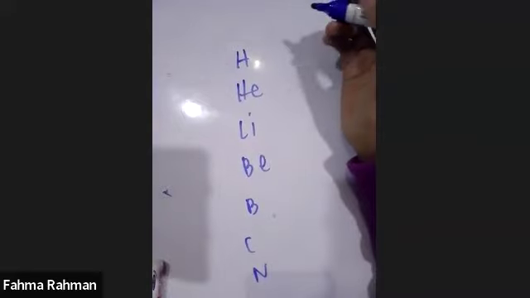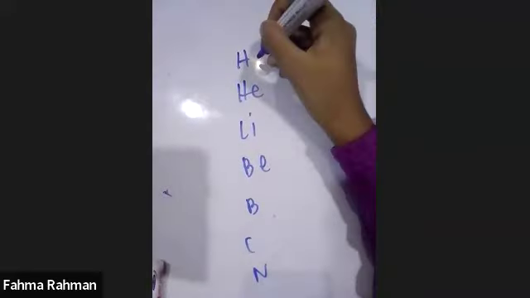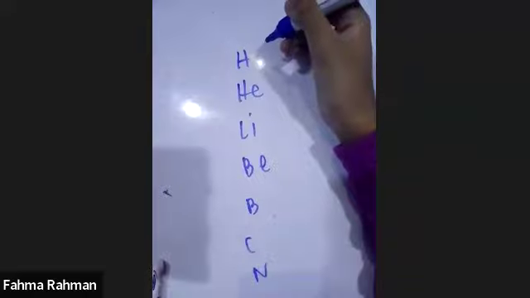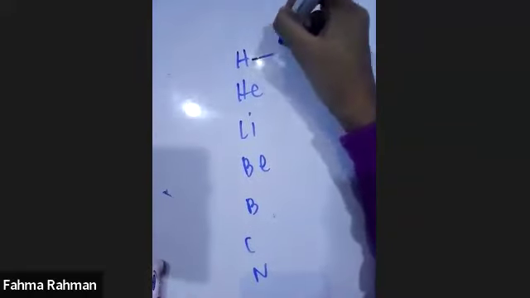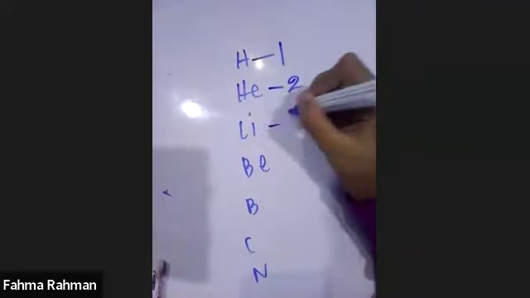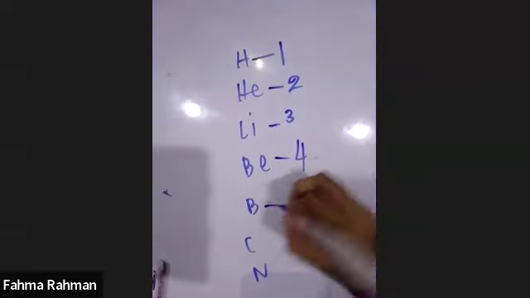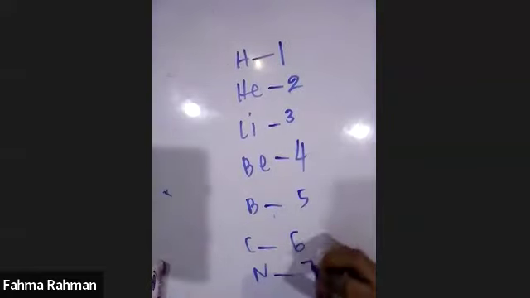Okay, you can find these elements in the periodic table. Now, if you take the position of these elements in the periodic table, hydrogen is standing first, helium is second, lithium is third, beryllium is fourth, boron is fifth, carbon is sixth, nitrogen is seventh, and it will continue like that, okay?